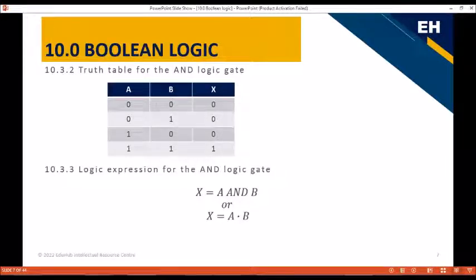The AND gate, the AND keyword in a logic expression for an AND gate is replaced with a dot. So you can actually write the expression as x equals A and B, or x equals A dot B. So any of these expressions is valid.